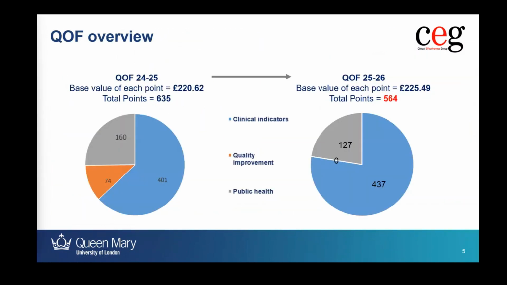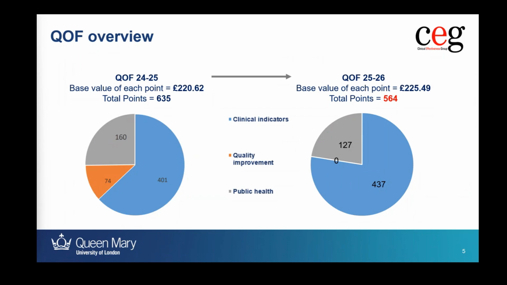So you'll be familiar with this pie chart that we put up in every QOF webinar. On the left there, you've got QOF last year, 24-25, and you can see it's broken down into three domains. You've got the clinical indicators, which are shown in blue, the public health indicators in grey, and the quality improvement indicators in orange. Last year, 401 points were allocated to the clinical indicators, 160 points to the public health domain, and 74 points to the quality improvement domain. In total, you had 635 points available to you, and each point was worth £220.62, of course, subject to prevalence and practice list size.